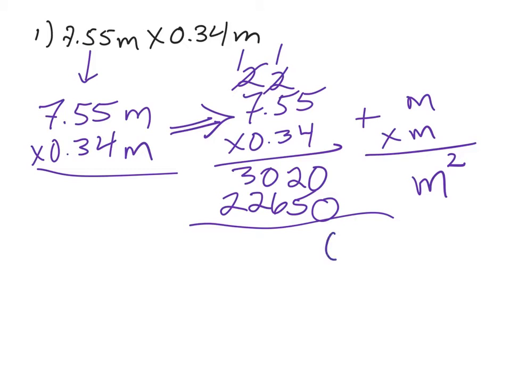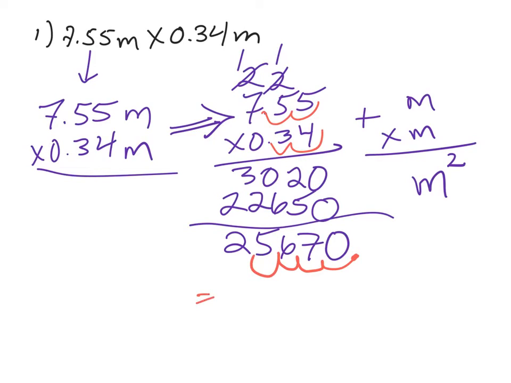Now add them up. You get 0, 7, 6, 5, and 2. Now here you have to count how many decimal places there are in the number. There's 1, 2, 3, 4 total. So you go backwards from here 4 times. 1, 2, 3, 4. So 2.5670 square meters. That's what you would get in your calculator.